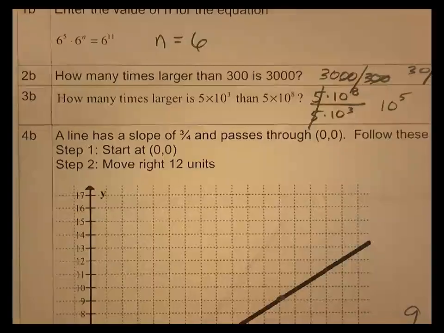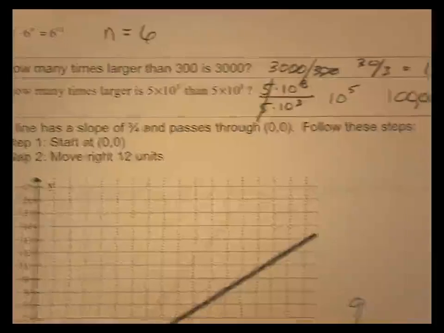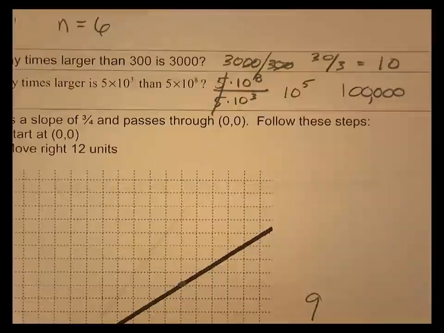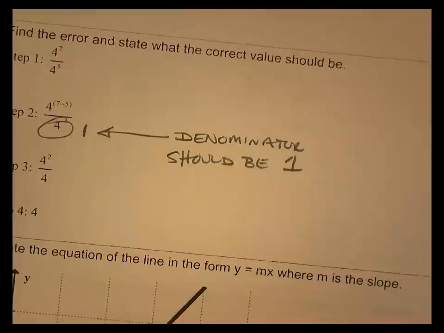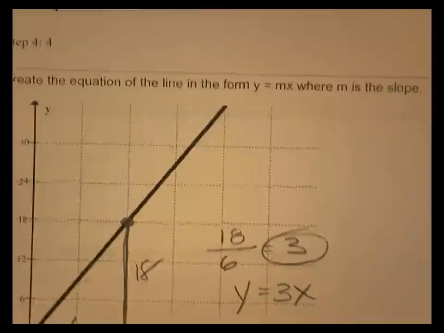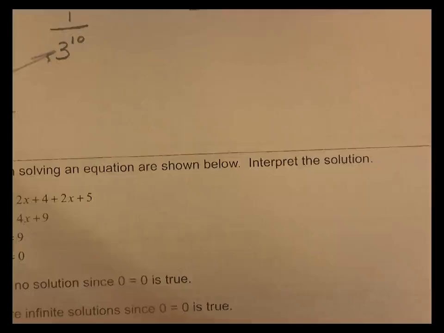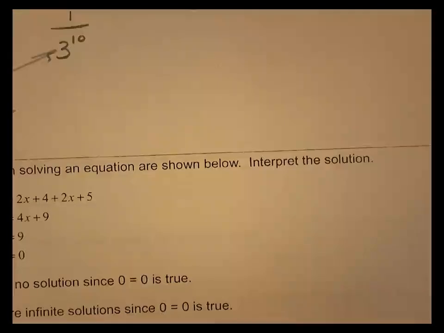Number 3, I've got as 10 to the 5th, which is 100,000. That looks good. Number 4 is 9. That looks good. Number 5, it's in step 2. The denominator should be 1, not 4. That looks good. Number 6, y equals 3x. That looks good. Number 7, I have it as A and B?